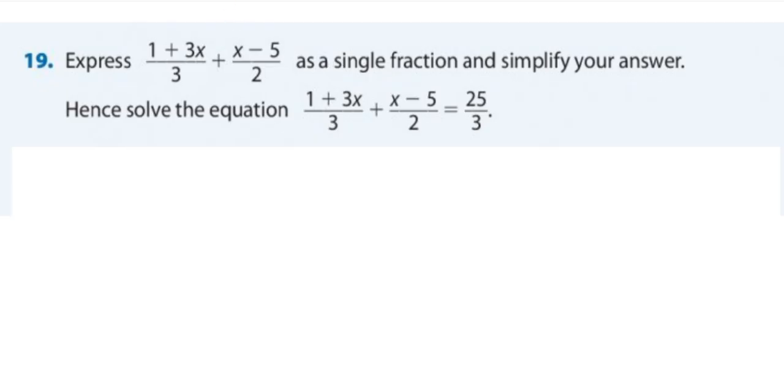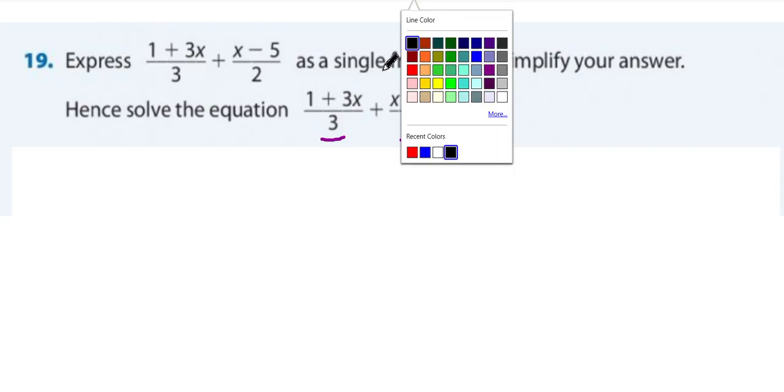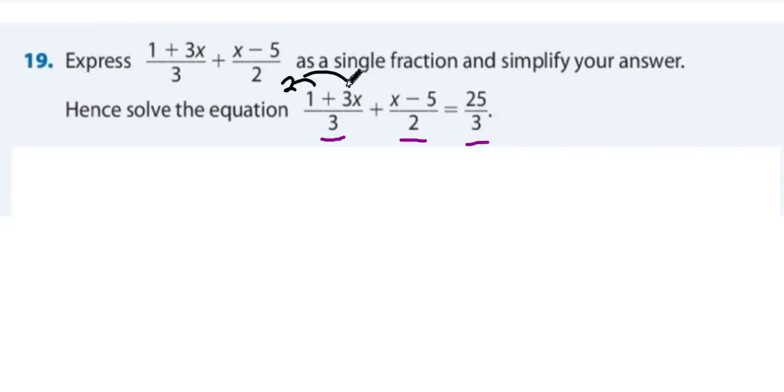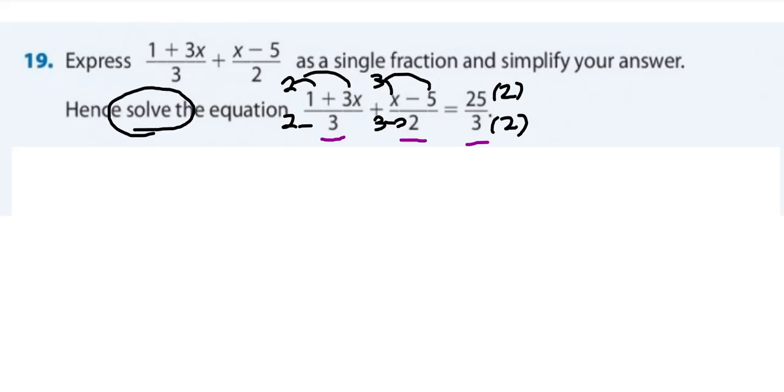What's the lowest common denominator between 3, 2 and 3? What are you going to do? You're going to multiply this one by 2, same as last time, right? You're going to multiply this one by 3, same as last time. And what are you going to multiply the other side by? And this time you're allowed to get rid of the bottoms. Why? Because it's a solve question. Exactly, off you go.